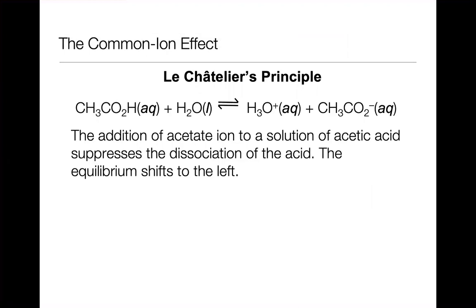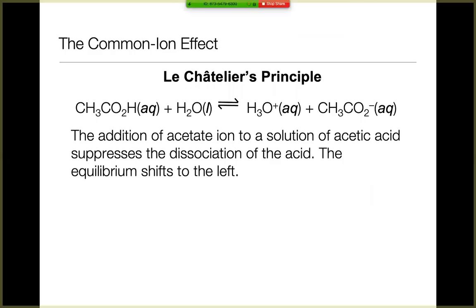So effectively, this is an additional way of looking at Le Chatelier's principle, right? The addition of acetate to a solution of acetic acid suppresses the dissociation of the acid because we're already loaded up on this side. And so the equilibrium is going to shift towards the left. Yeah, the acid dissociates, but it's not going to dissociate as much. So we can phrase it as it's moving back toward the left a little. It's not dissociating as much as it would if there was not sodium acetate dissolved.